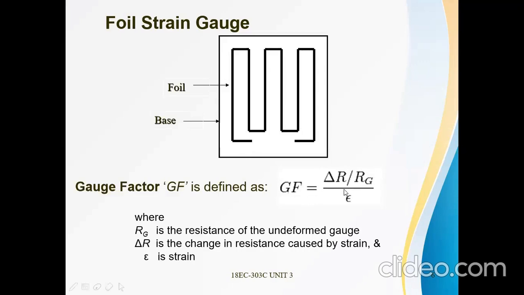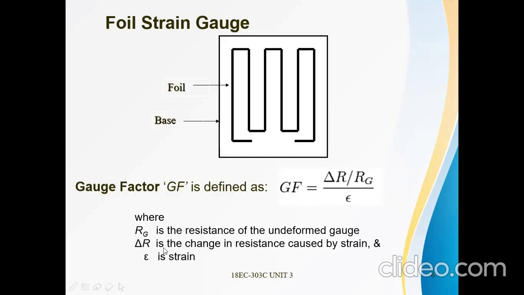Here the gauge factor is change in resistance delta R by Rg to the epsilon. Epsilon here is the strain. Or we can use another formula: change in resistance to change in length of the wire. What is Rg? Rg is the resistance of the undeformed gauge. G indicates the undeformed gauge.